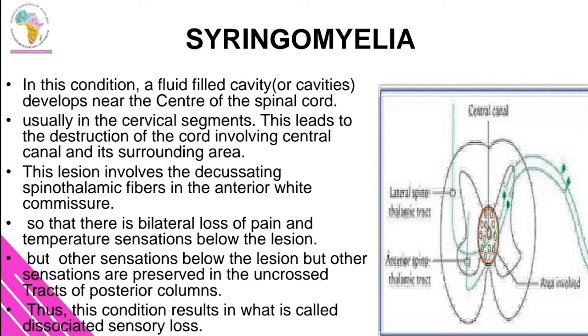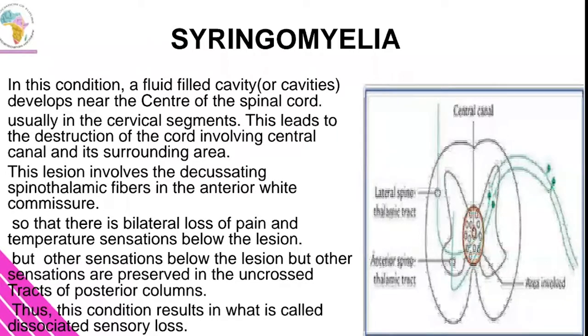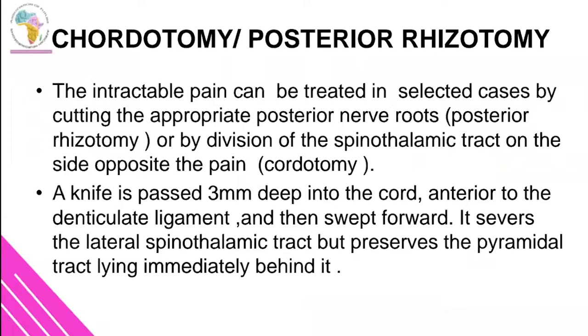And people that have intractable pain can actually be treated with procedures where, in a rhizotomy, you resect the spinothalamic tracts on the side opposite the pain. Like I said, they're crossing over. So where you're having pain on the opposite side, you have to resect those spinothalamic tracts.